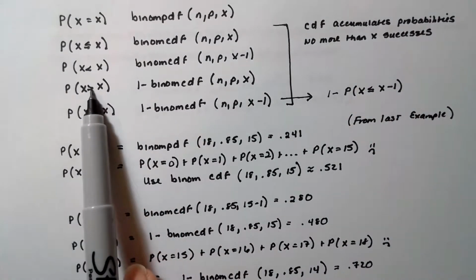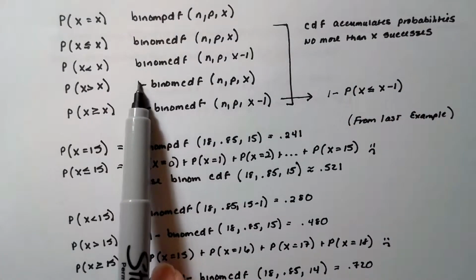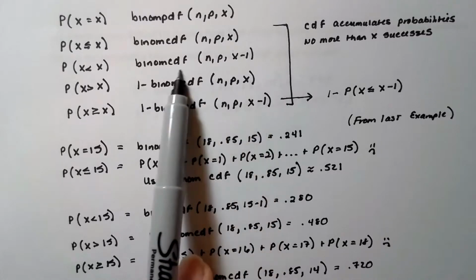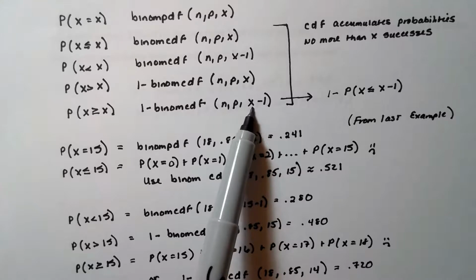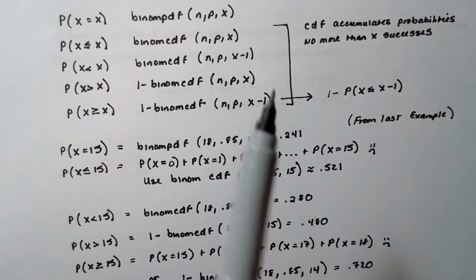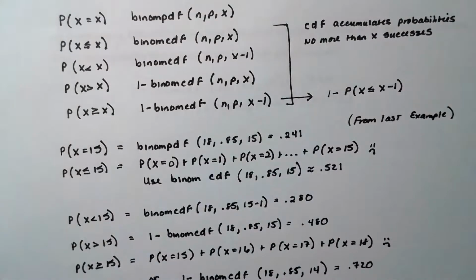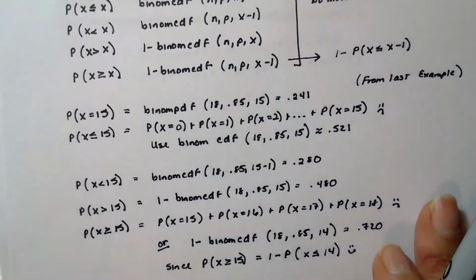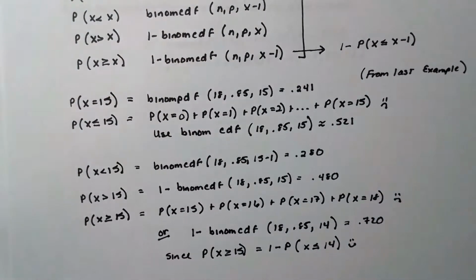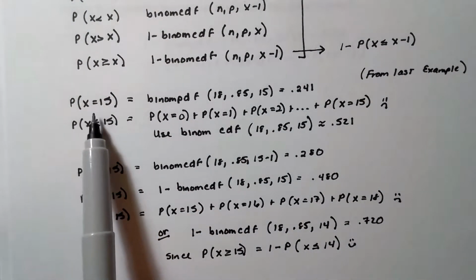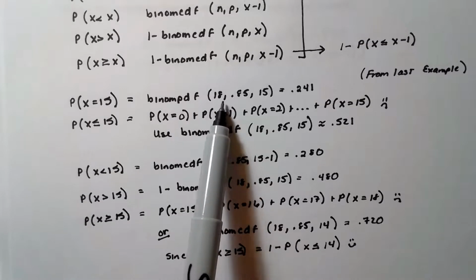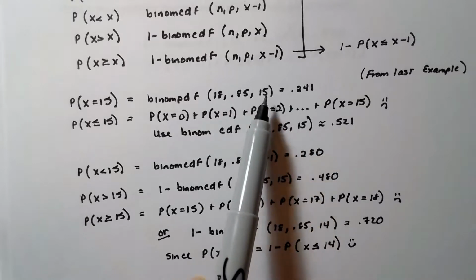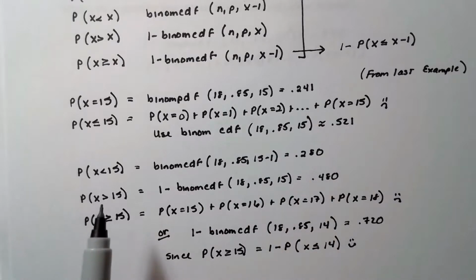Now, when you've got greater than or equal to, you're going to take 1 and subtract from it the result of the binomial CDF. Here's an exception: you're going to have to subtract 1 off of whatever value X is. So, from the last example, same example, except I changed exactly to at least. What's the probability that we have exactly 15? Well, we already worked that out in the last video, right? N, P, and then X was 0.241.